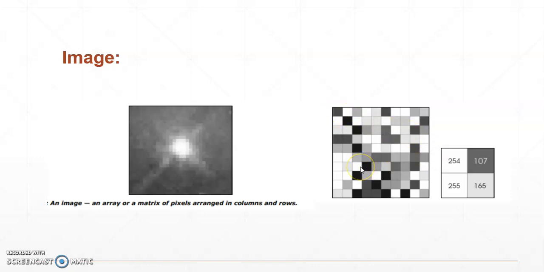Now, based on the type of image we are representing, the pixel values change. Here it is showing something like 254, so I can say this is my grayscale image. Basically we are going to see grayscale image, binary image, and color image. Grayscale image is an image which has shades of gray.